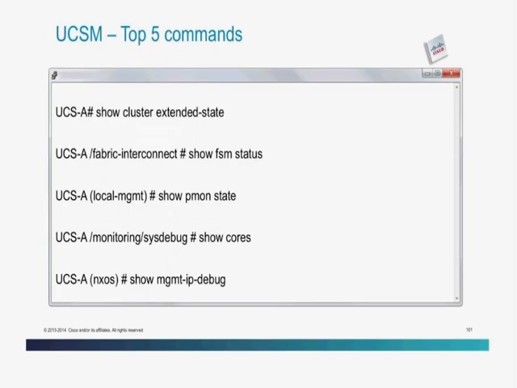So let's move ahead to the FI troubleshooting now. These are the commands that you would use for FI. We are running out of time, so let's cover it quickly, guys. Show cluster extended state lets you check the cluster state. Show FSM, that is the finite state machine, goes through a sequence of events, so you can check what's happening on a particular device. Show pmon state will give you the process monitoring. In case one of the processes is hung or stuck, you can check show cores to see if it generated some cores for you. And show management-ip debug is used for management interface troubleshooting.